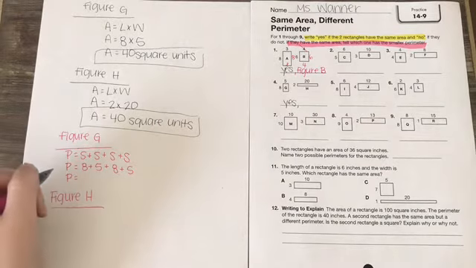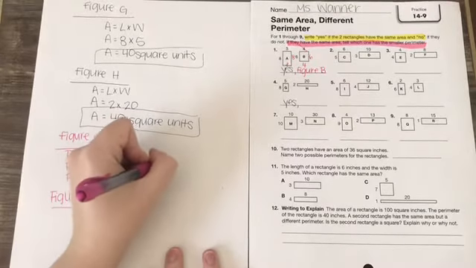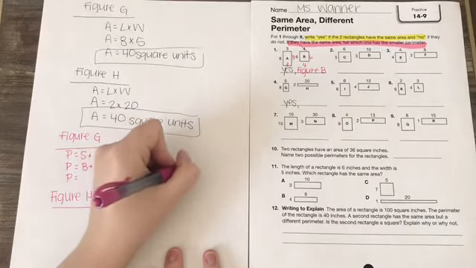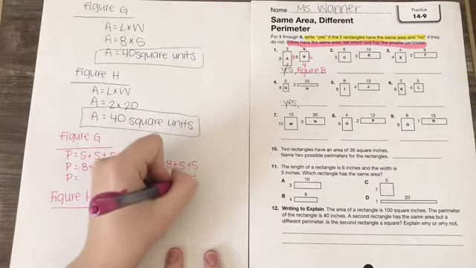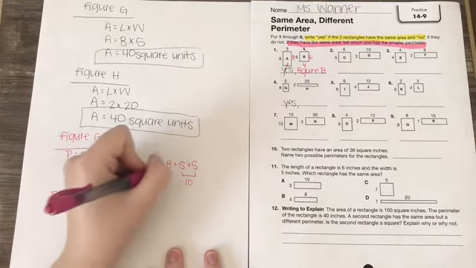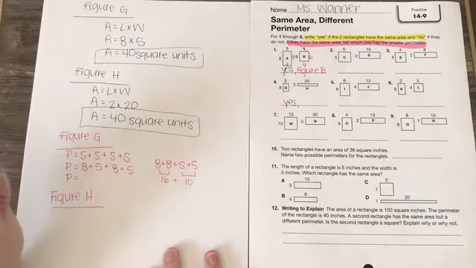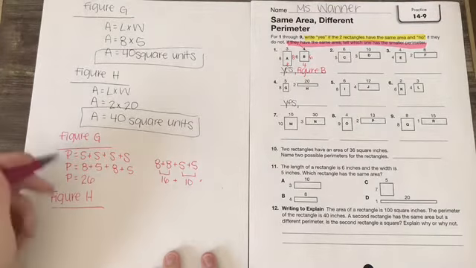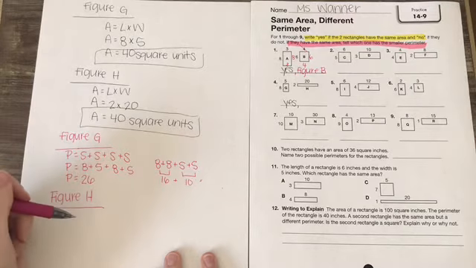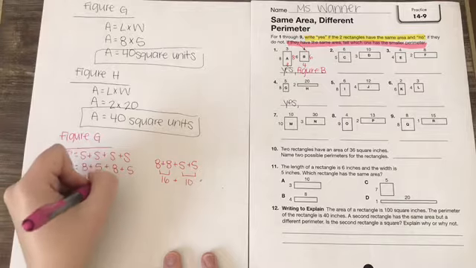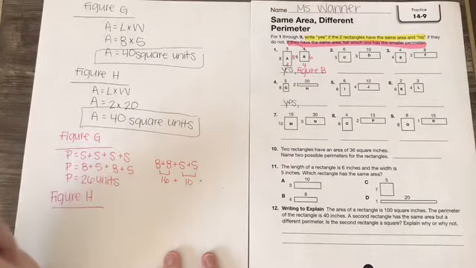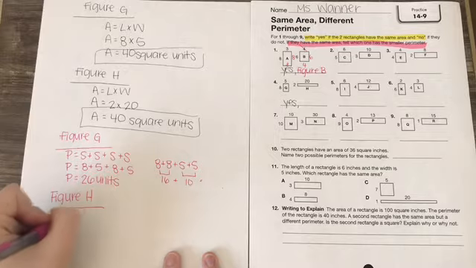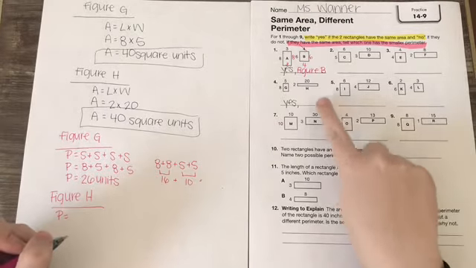Okay, yeah, you can add it like that too. We can also do 8 plus 8 plus 5 plus 5. We know that 5 plus 5 is 10, and that 8 plus 8 is 16. So if we add those two together, what do we get? 26. And then how do we write our answer for this? Exactly, we're just going to write units because we did not multiply. Now let's try this problem for figure H.